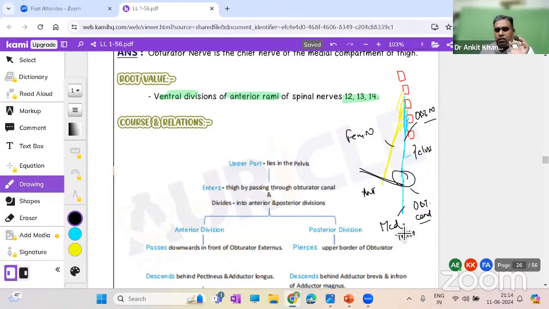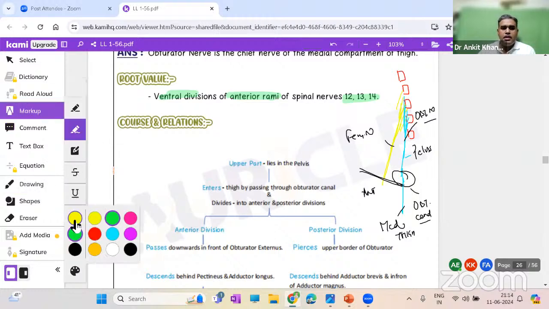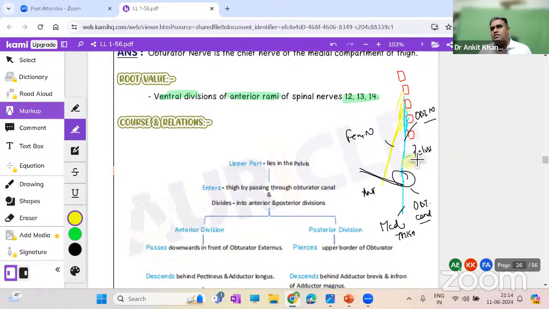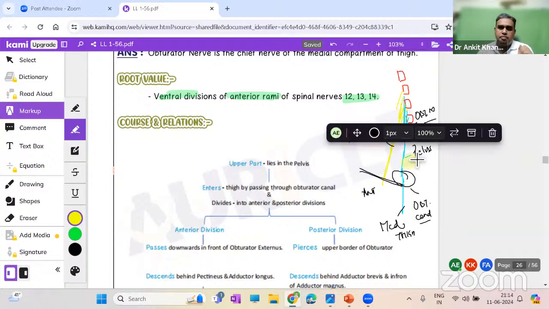Why? The reason is that recently a question has come. Let me tell you, and the question can come in the exam as well. A surgery in the pelvis was done, right? And then there was some muscle spasm seen in the thigh. Which muscles could go into spasm?